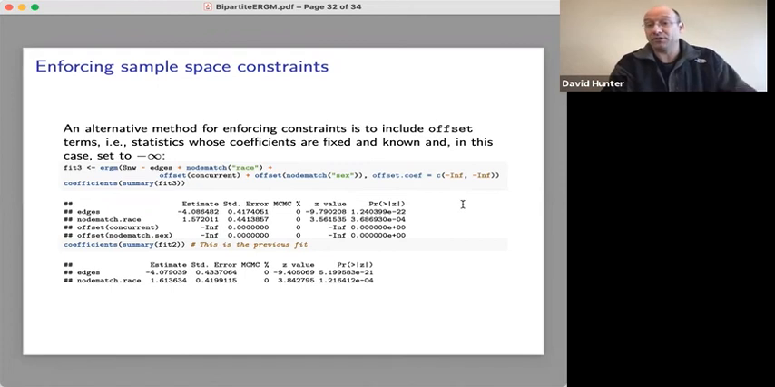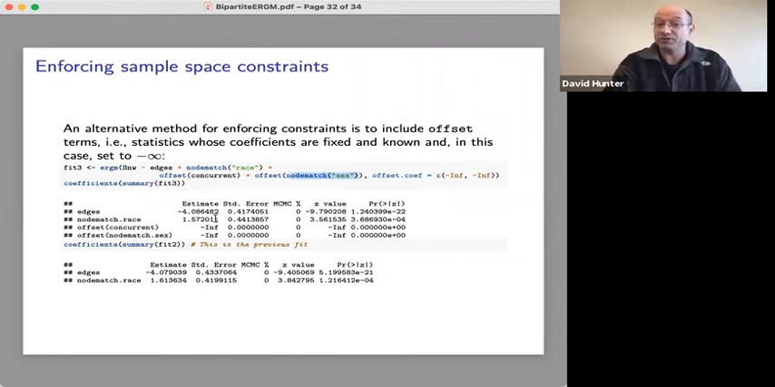An offset term is defined as a term in an ERGM that has a fixed and known coefficient. And because these terms are going to be given fixed and known values of negative infinity, it means that you will never see any of these kinds of terms. So the term values always have to be 0. So you will never see concurrent relationships, and you will never see relationships that match on sex when you throw these offset terms into this particular model.